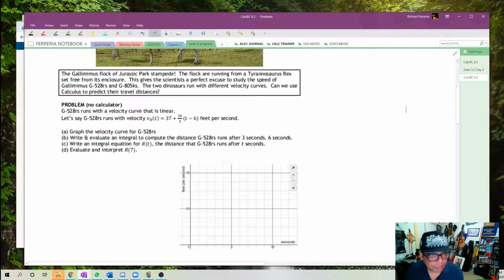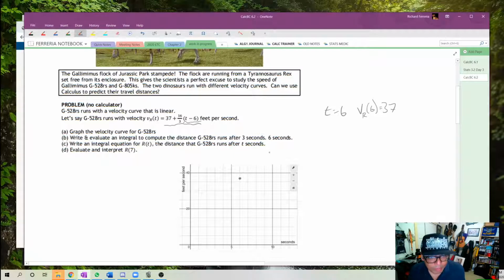G528RS. Now I know it's probably been a while since you've graphed lines, but this really isn't that bad. It looks like a mess, but it's not that bad. Already you can see that it's in point slope form. So when t equals 6, this bit over here is 0. So the velocity, we'll call it VR, is going to be 37. So that's one point that you can go ahead and plot, (6, 37).